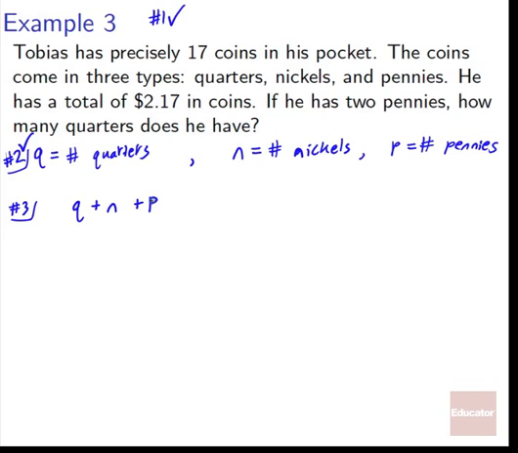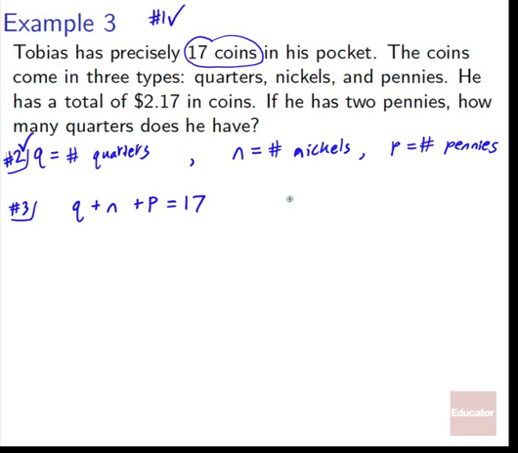Let's do a real quick check. What if he had two quarters, one nickel, and one penny? Then two quarters for Q, one nickel, N, one penny, P, so 2 plus 1 plus 1, 4 coins. And yeah, he would have 4 coins. Great, makes sense. In this case, we were told that he had 17 coins, so Q plus N plus P equals 17. What else were we told?